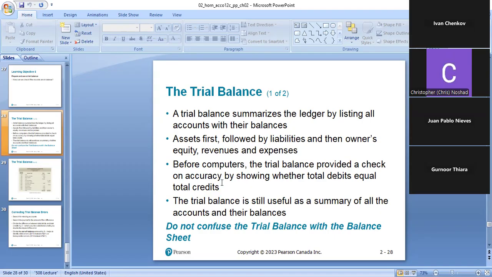Long time before the computers were created, people were using the trial balance. Believe it or not, there was a time in my life when there were no computers. Probably not in your lifetime, but in my lifetime, there was a time there were no computers, people.